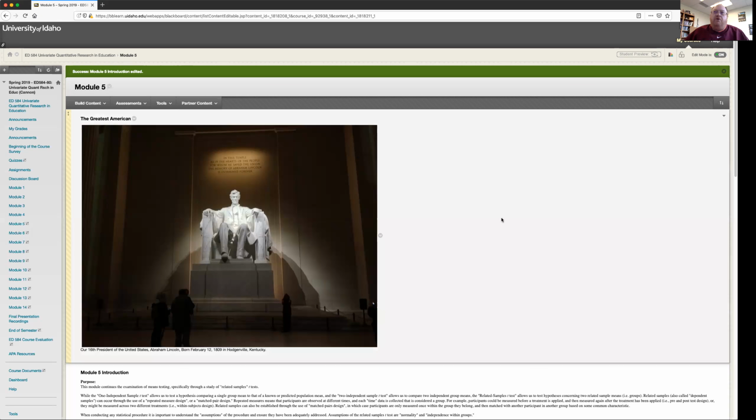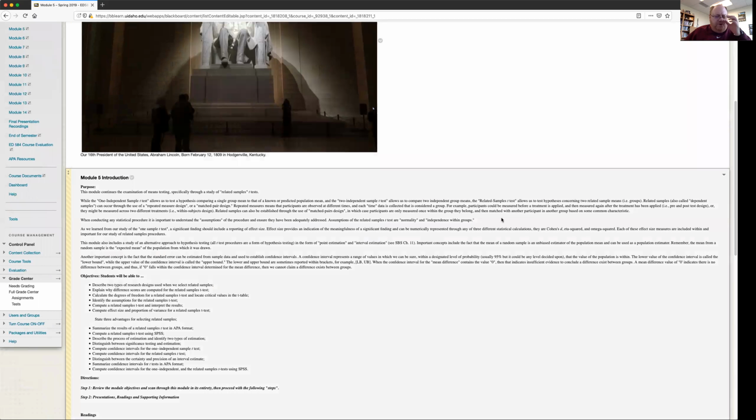So I'll move on into the introduction. This module continues the examination of mean testing, specifically through a study of related samples t-test. While the one independent sample t-test allows us to test a hypothesis comparing a single group mean to that of a known or predicted population mean, and the two independent sample t-test allows us to compare two independent group means, the related samples t-test allows us to test hypotheses concerning two related sample means, for example, groups.